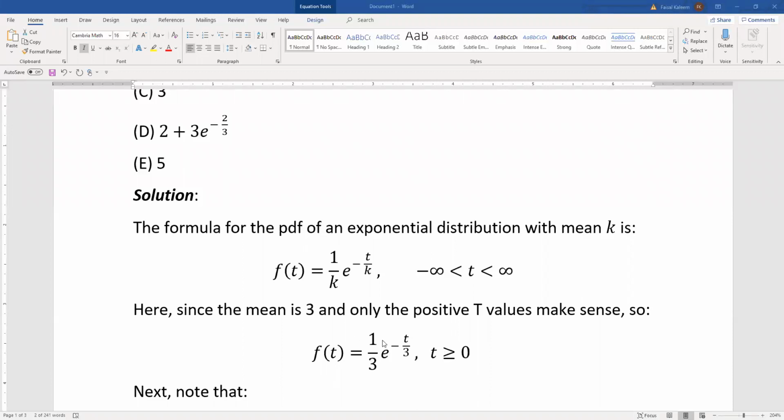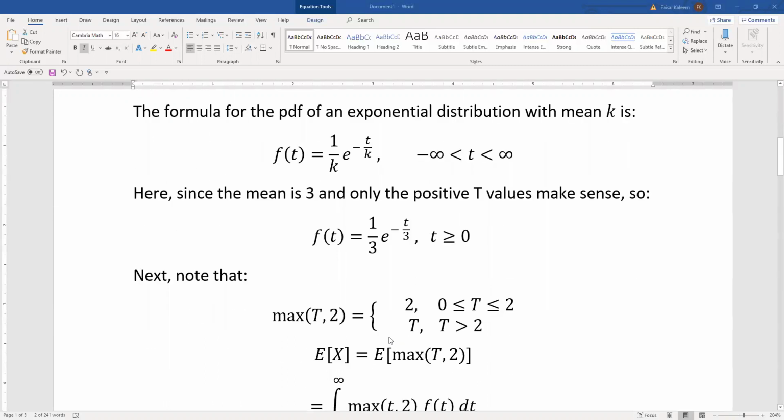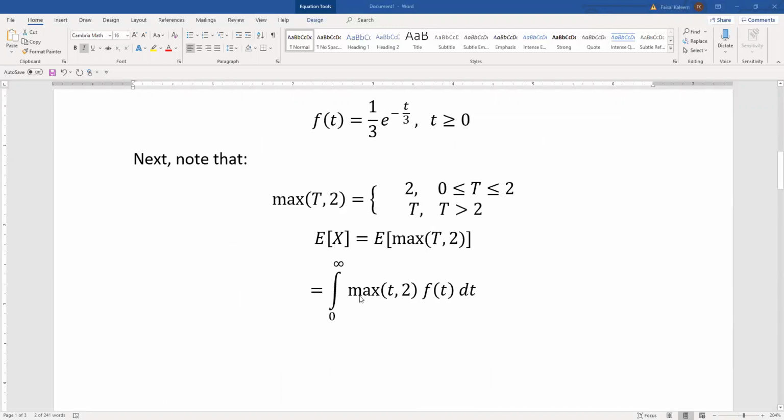So we get this one. Next, notice that the maximum of T and 2 is equal to 2 when T is less than 2, and it's equal to T when T is bigger than 2. The expected value of X is what we need. That will be the expected value of the maximum of T and 2, because X is equal to the maximum of T and 2.